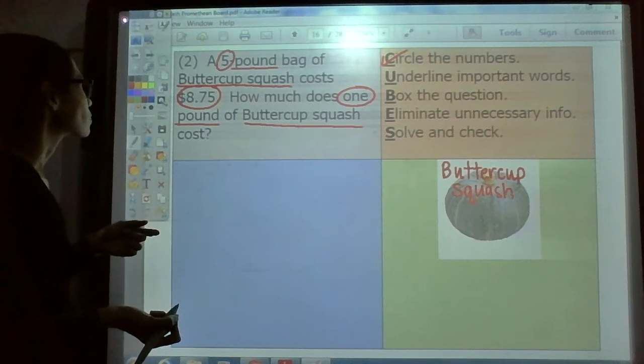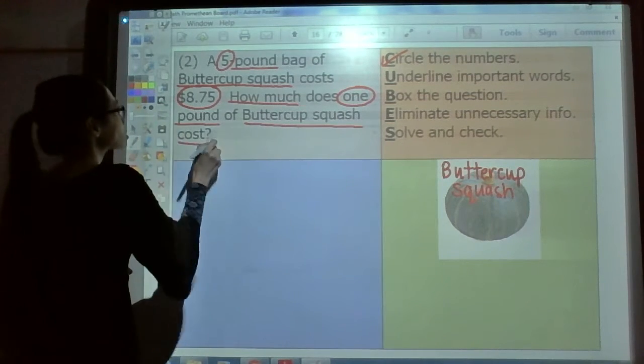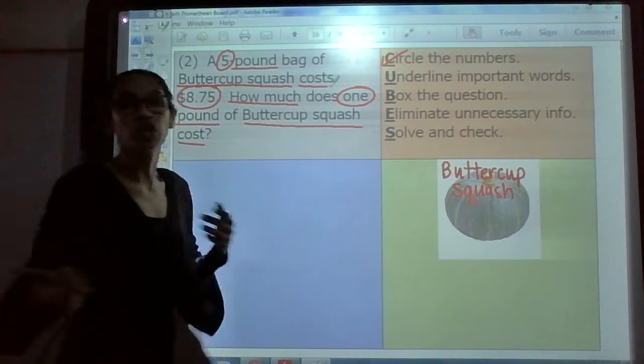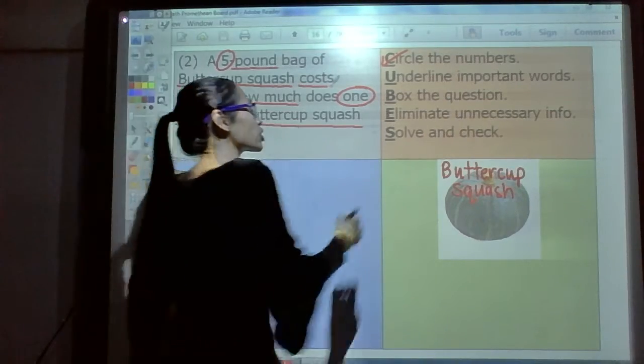What else do you see? We could do how much, and we could do cost, okay? All right, cost is right there too. Oh, that underlined all the words. If there's anything else you want to underline, go right ahead. We're done with that step.